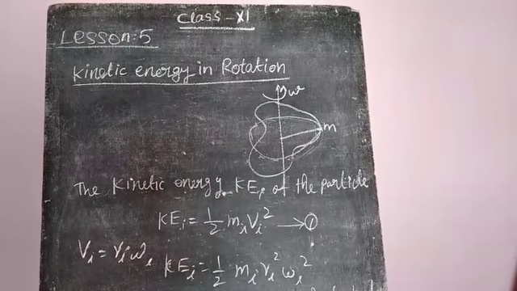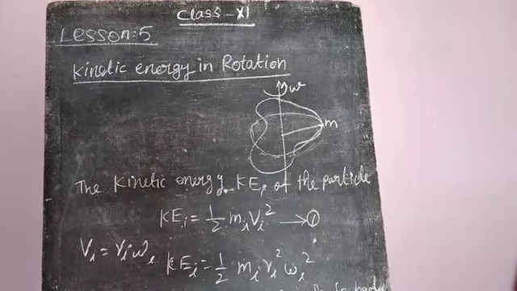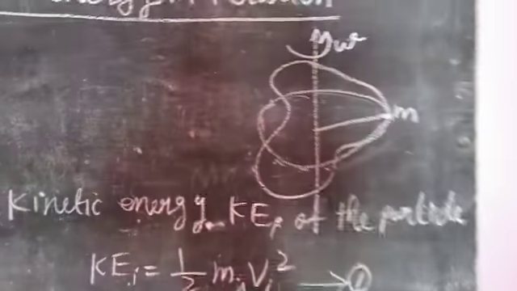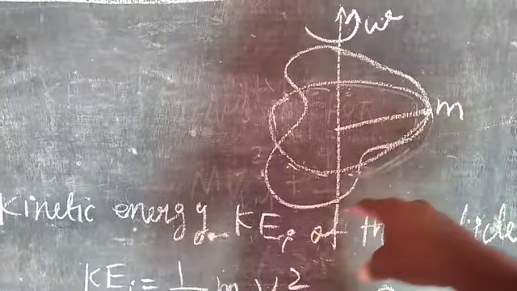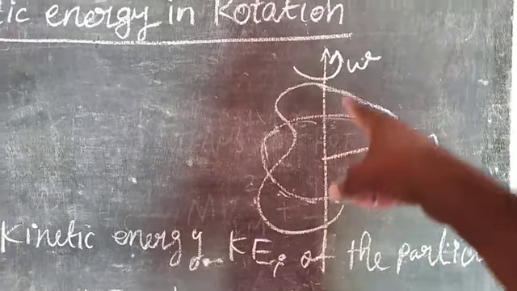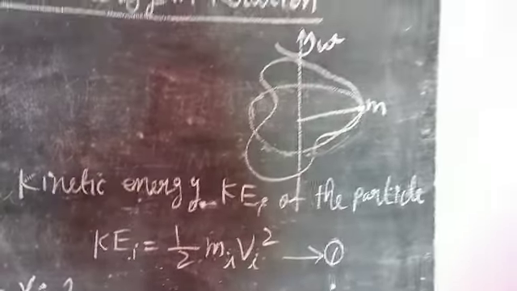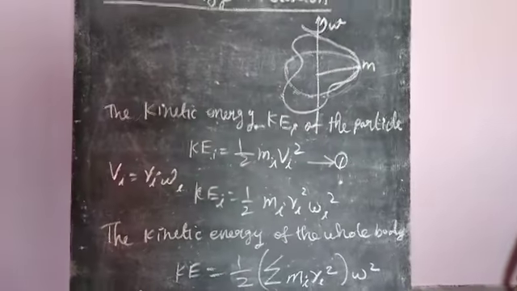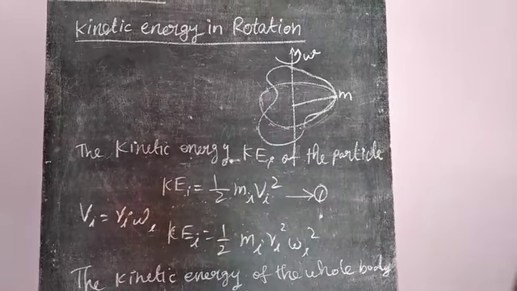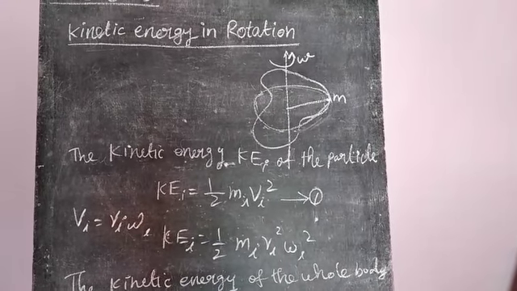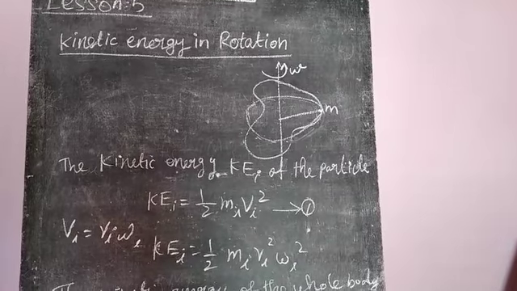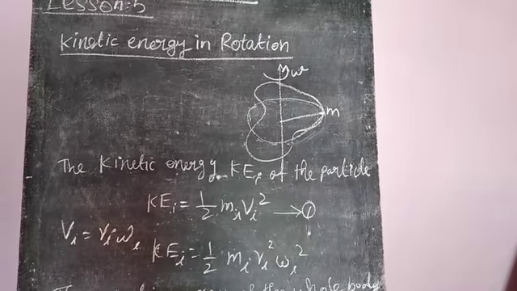So this rigid body rotates about the axis with angular velocity omega. So this is a rigid body. The rigid body rotates about the axis with angular velocity omega. Generally, a body is made up of a large number of particles. So consider the ith particle at a distance Ri from the center.